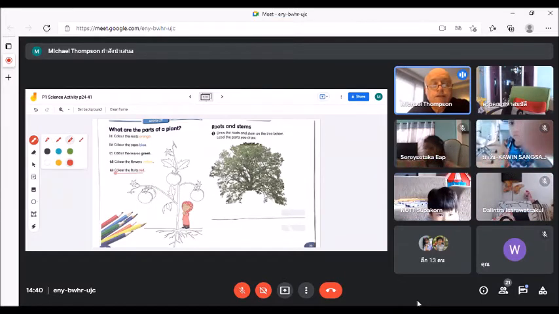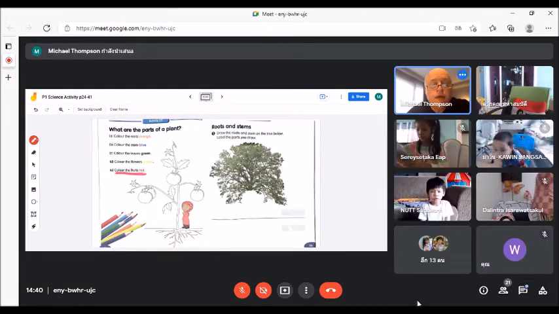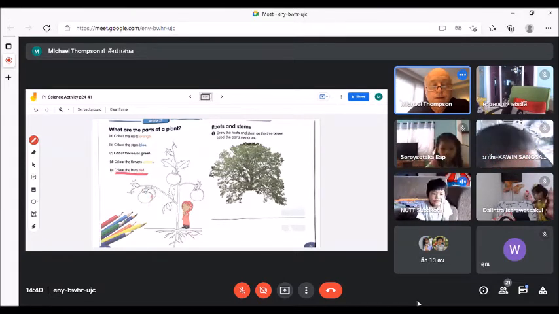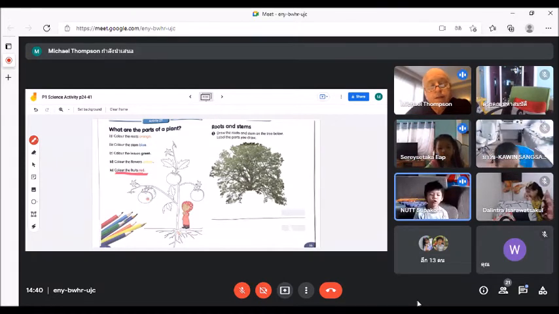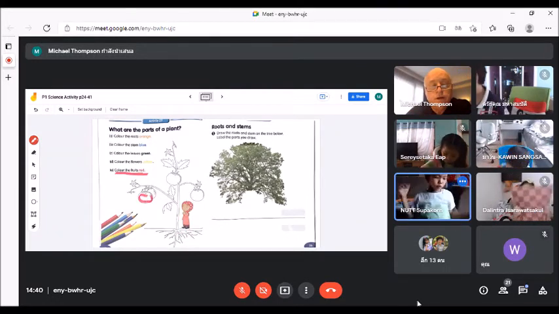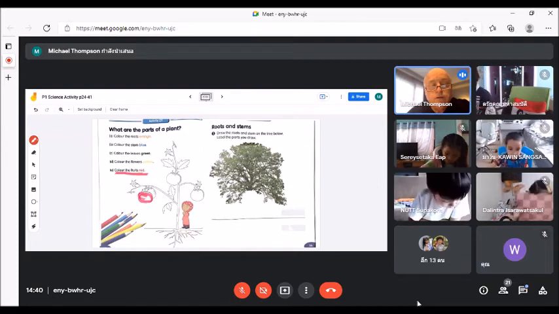So this is color the fruits red. Which one is the fruit? This one? Yes, tomato. The tomatoes are called the fruit. So you color in all the tomatoes. You color in the tomatoes red.